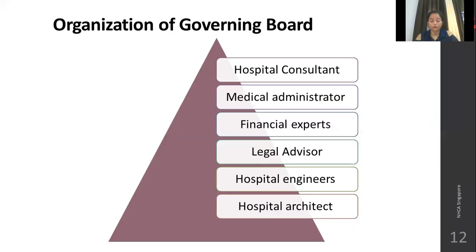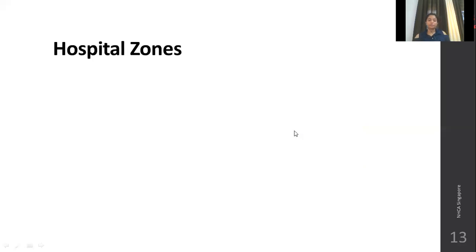Organization of governing bodies. It depends from hospital to hospital how the organization will be done in the governing board. For example, the first tier is made up of the hospital consultant, then medical administrator, financial experts, legal advisors, hospital engineers, hospital architect. They will form the organization while the hospital is under construction.